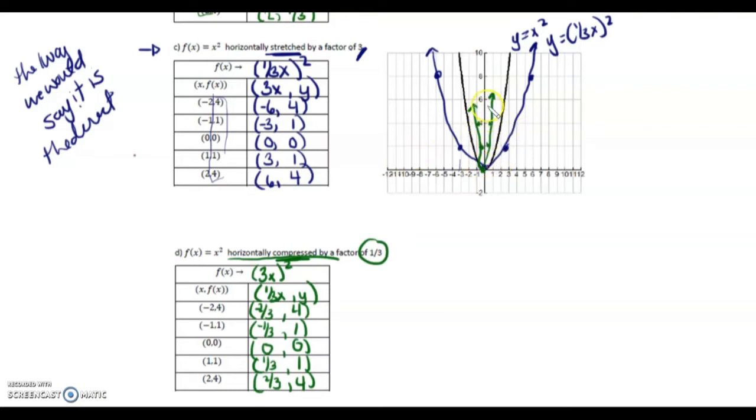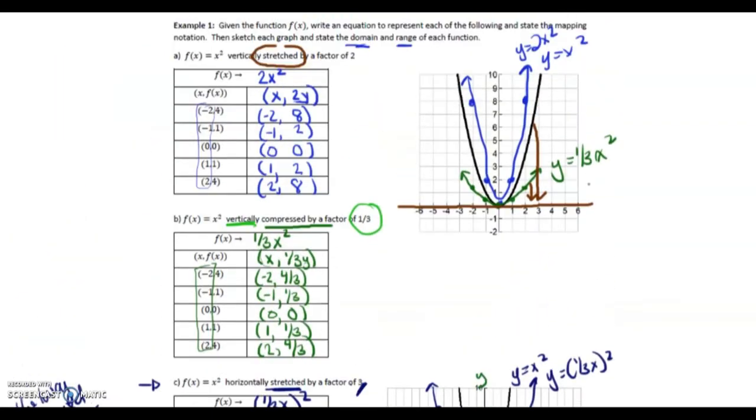Okay, so horizontally, we just got closer and closer to that y-axis. Okay, now let's revisit, and I think we have to do domain and range. So state the domain, so we did the mapping, we sketched, now we state the domain and range.